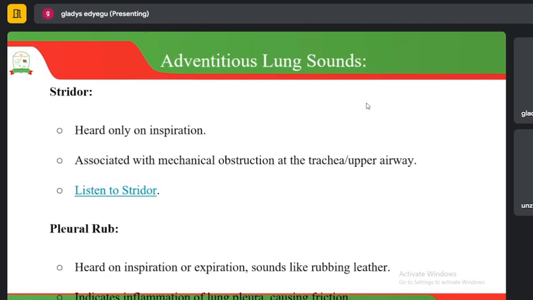So it indicates inflammation of the lung pleura causing friction. When there is inflammation, the pleural surfaces can get in touch with each other. So when the patient is breathing, they'll be rubbing onto each other, and that is what is called a pleural rub. So it is also a sound which shows you that there is an abnormality, or there is a problem within your patient's respiratory system, basically looking at the lung pleura.